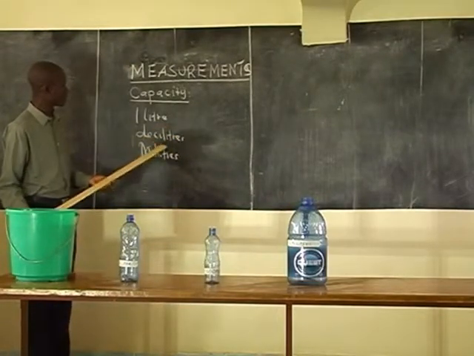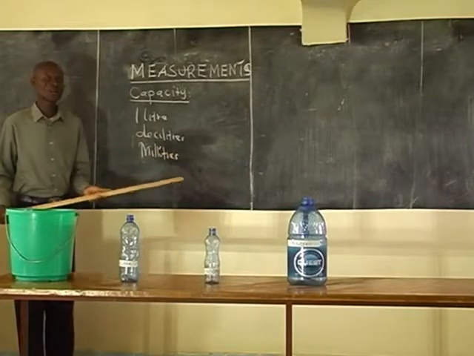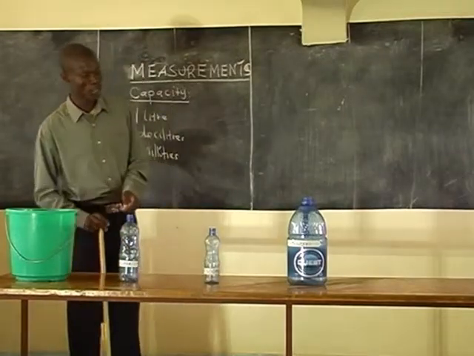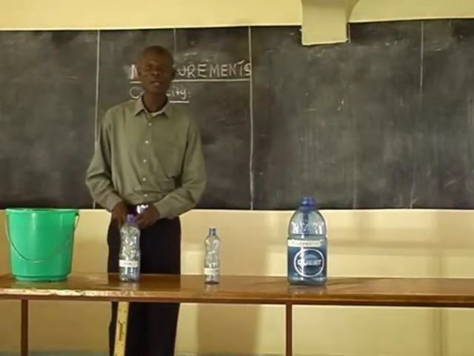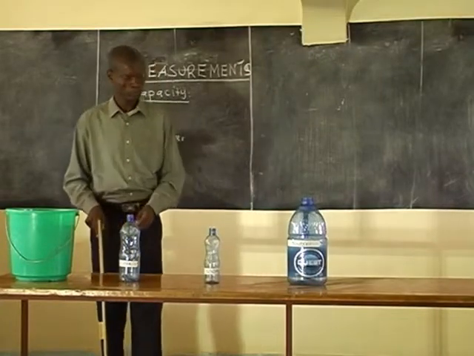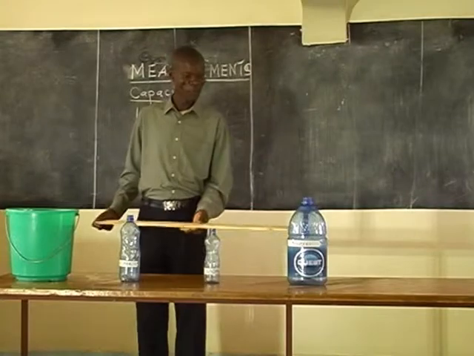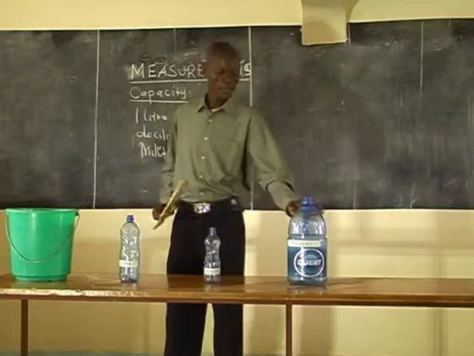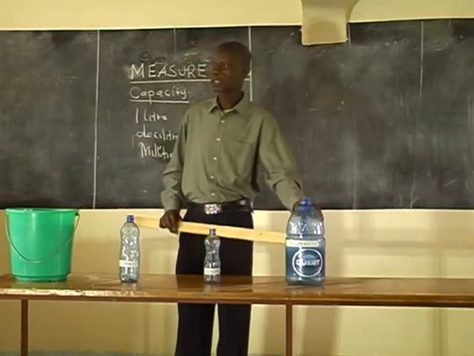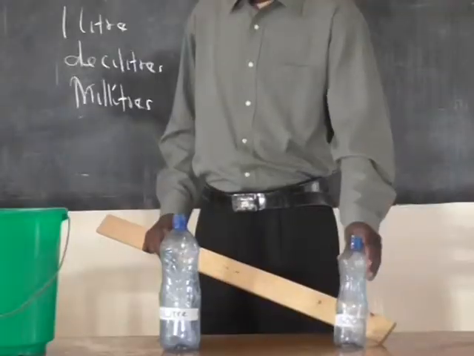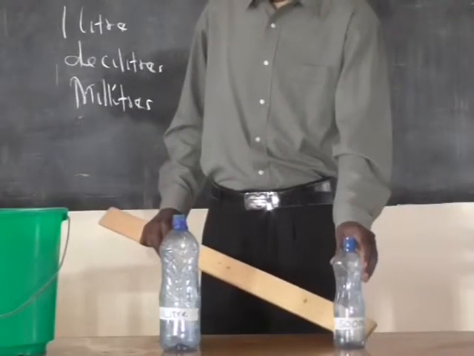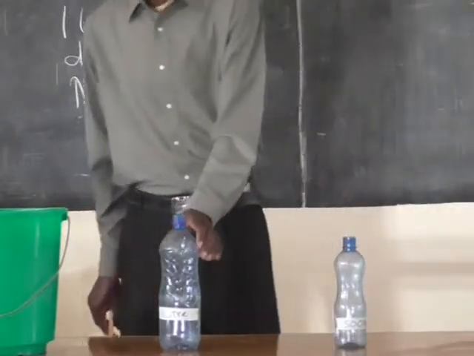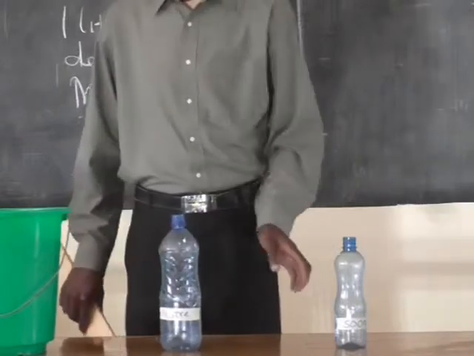Now, in those previous classes, maybe at one point you are asked to identify the number of small containers that can be used to fill a bigger container. As you can see in front of me, I have different types of containers. The first one here is a 5-liter container. The second one is a half-liter container, or if you like, a 500 milliliter container. And the third one here is a 1-liter container.